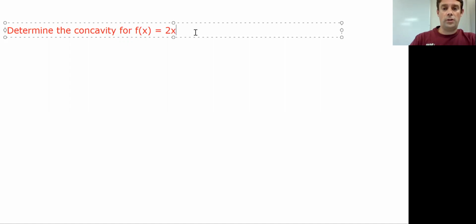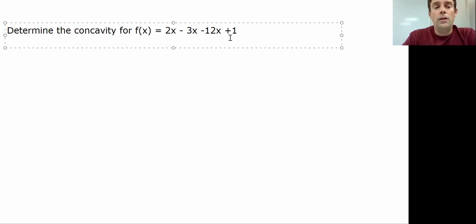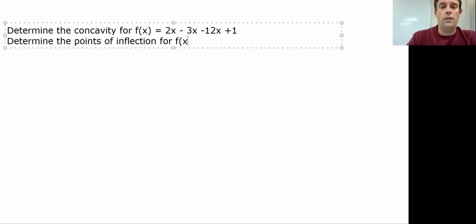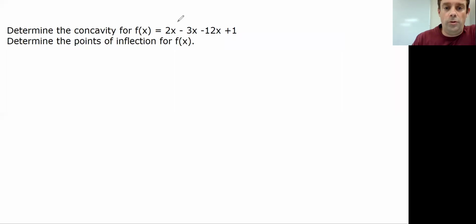Determine the concavity for f of x equals 2x cubed minus 3x squared minus 12x plus 1. And again, we dealt with this function yesterday. Determine the points of inflection for f of x.